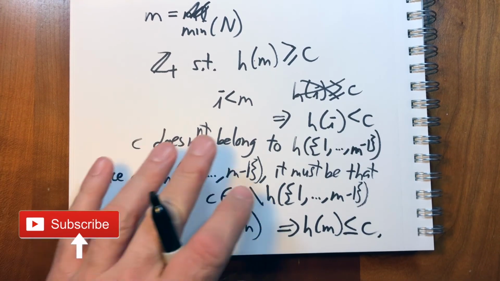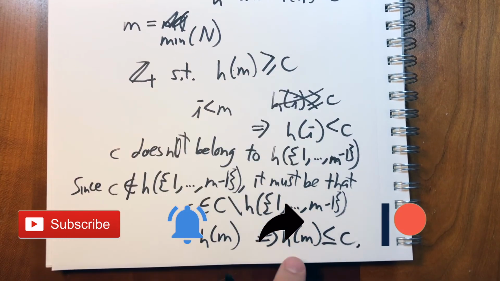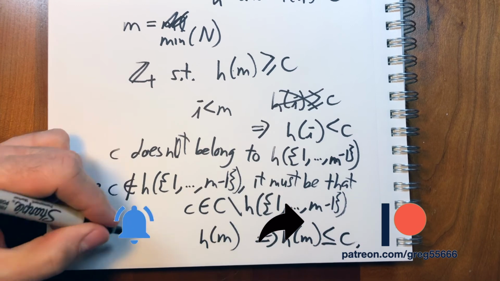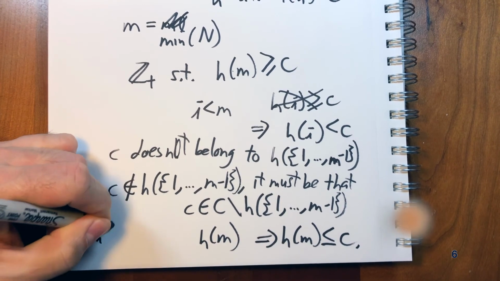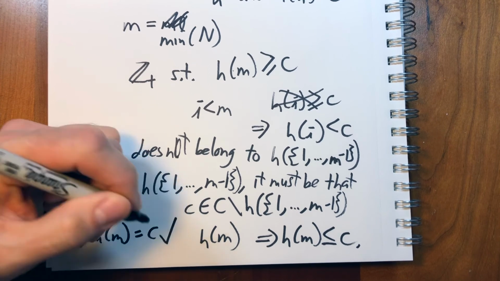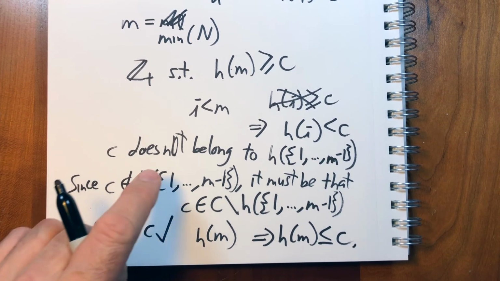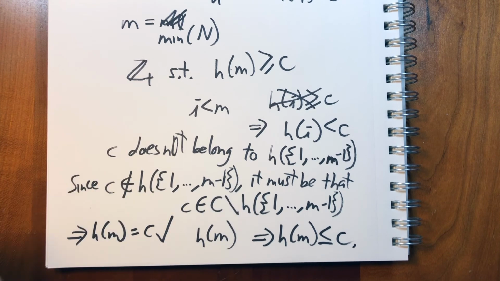Okay, so we showed that h of m is bigger than or equal to c. We showed that h of m is less than or equal to c. Therefore, h of m has to equal c. And that's what we needed to show, that for any arbitrary element of the set capital C, there exists an m in the positive integers such that h of m equals c. That's the definition of surjective. So we've shown that h is surjective.